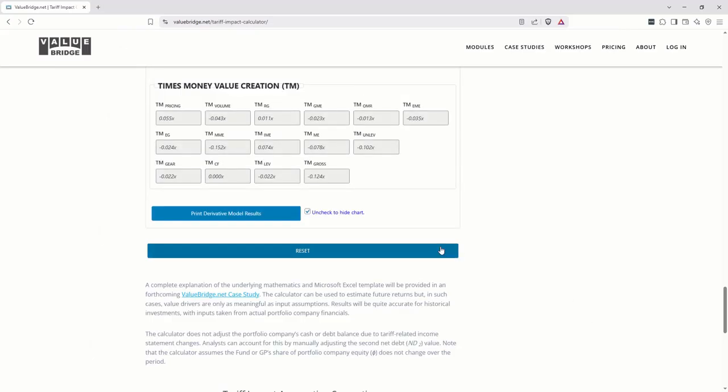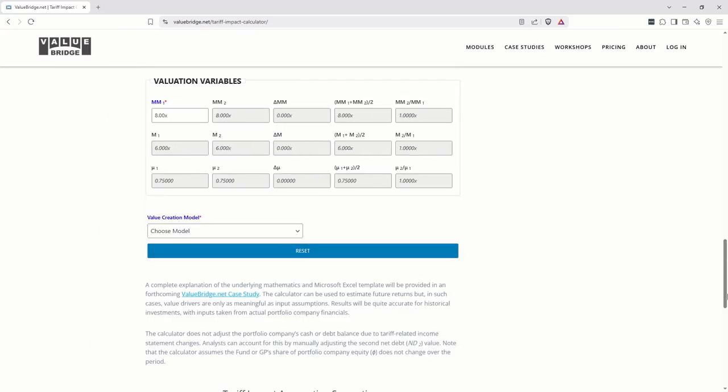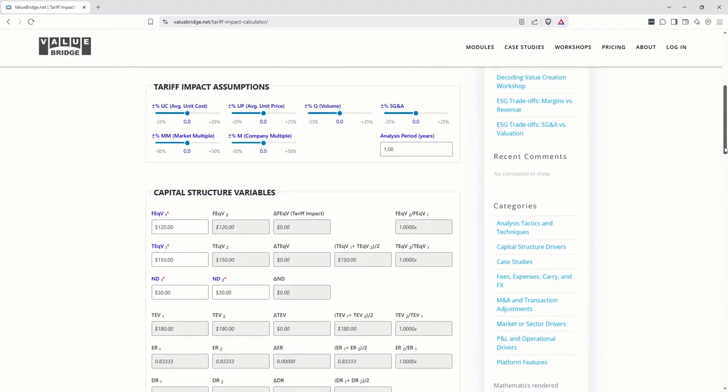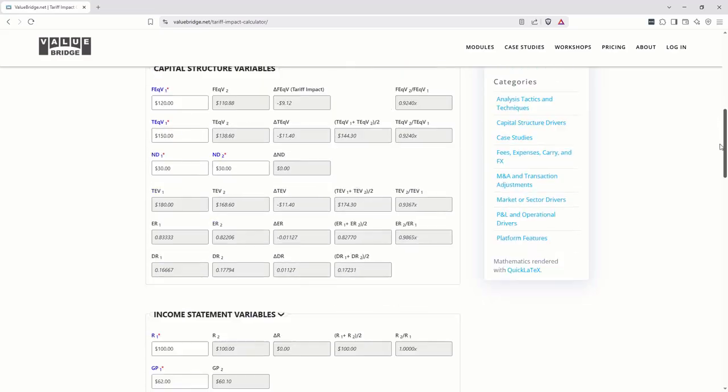Let me click Reset to clear these numbers so we can provide a few examples with realistic data. First, let us consider cost of goods sold. If 25% of the company's inputs are exposed to a tariff increase of 20%, then the average unit cost would increase by 5% as follows. This reduces the fund's equity value by minus $9.12 million or 7.6%.